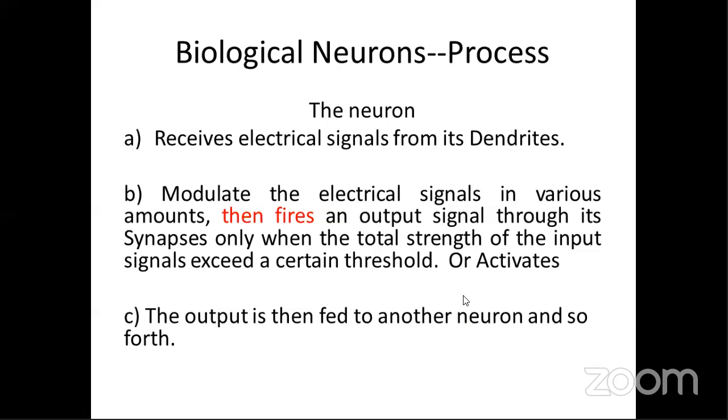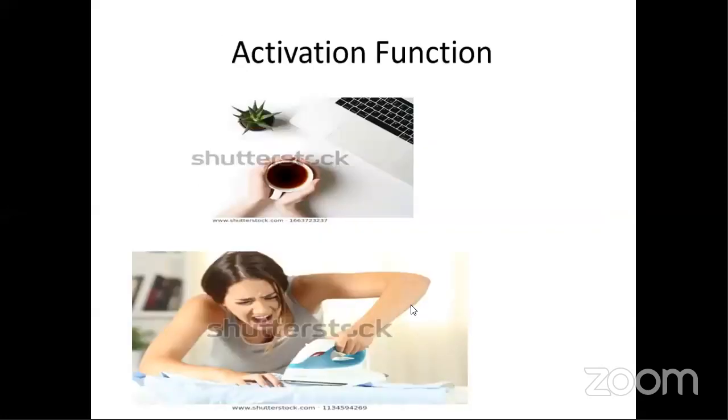That means the neuron receives an electrical signal. Whenever the signal reaches a certain threshold, only then it fires. The same example I have told. The output is then fed to another neuron and so forth. This is what I have shown.